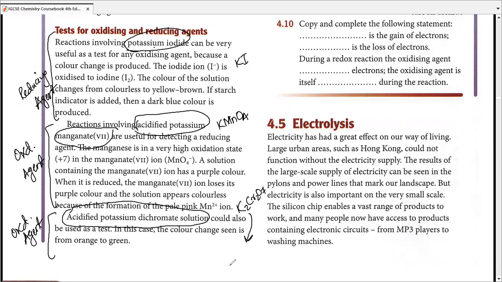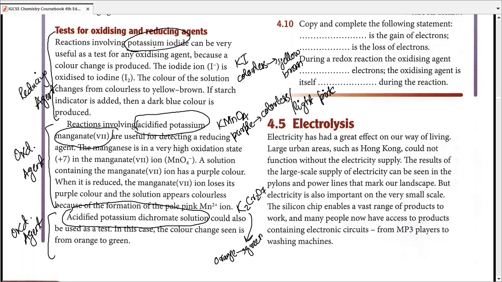Now, in this specific case, the color goes from orange to green. You're supposed to remember the color, if not the ions. This goes from purple to colorless. You may also write light pink, okay? Because it's such a light pink color that we even sometimes call it colorless. And for potassium iodide, this usually goes from colorless to yellow brown.